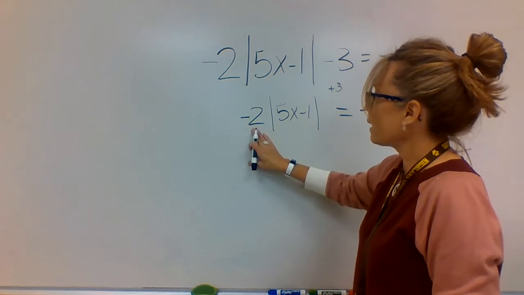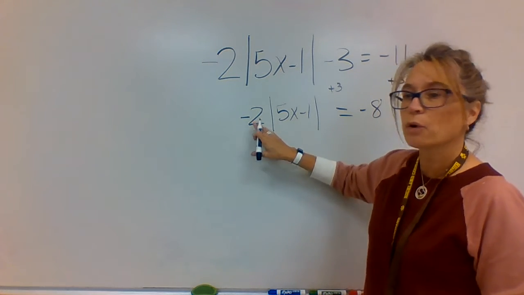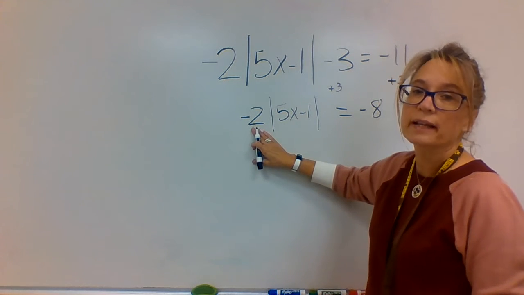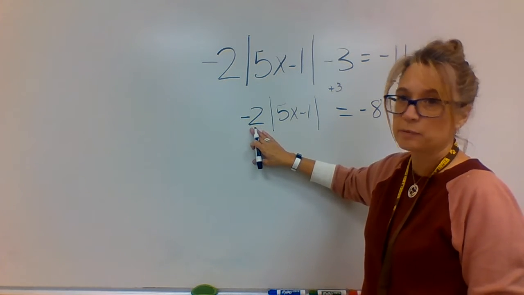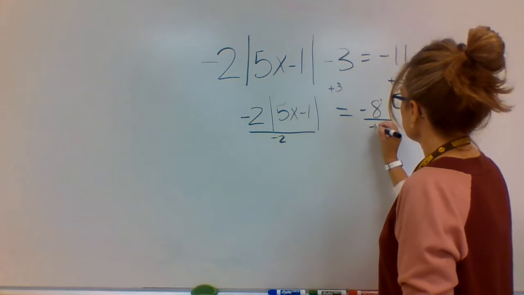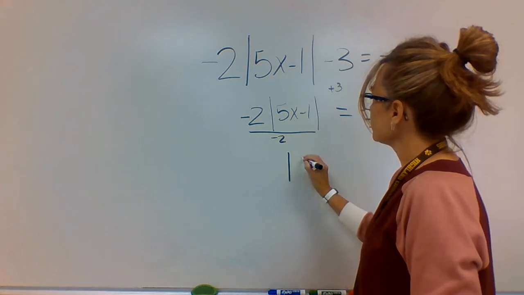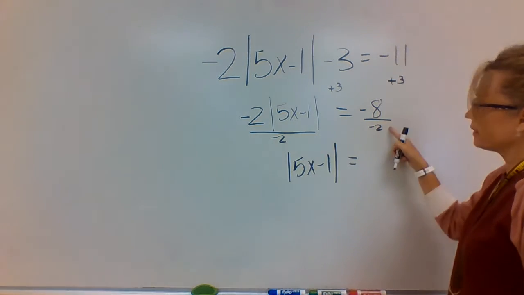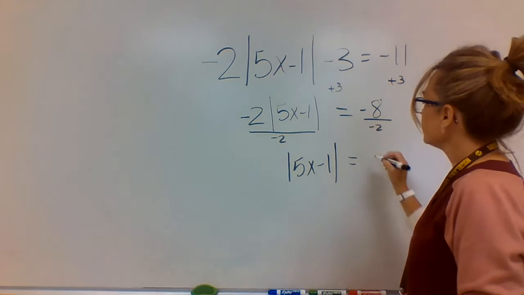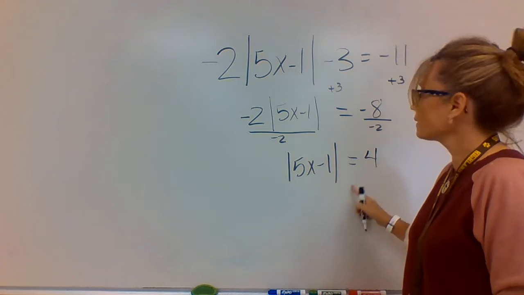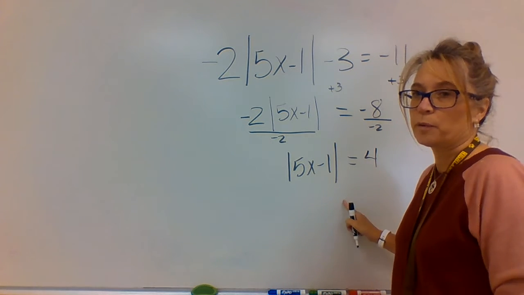Okay? So I want to get rid of this -2. You don't necessarily want to do the distributive property here. You want to get rid of this -2 on the outside of the absolute value expression. So I'm going to divide both sides by -2. And now finally, I have the absolute value expression by itself. -8 divided by -2 is 4. So it's at this point that you finally get to start solving for the variable.